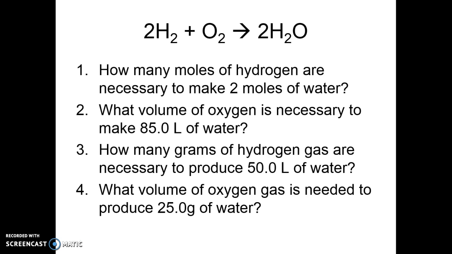In each of these cases, assume that all the gases are at STP. Please use dimensional analysis to solve these 4 problems on a separate sheet of paper.